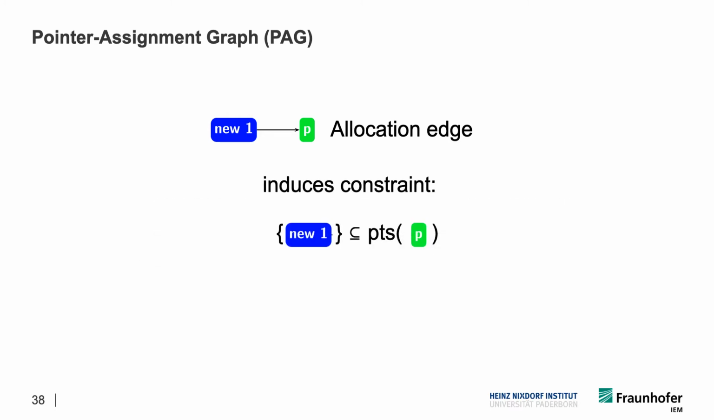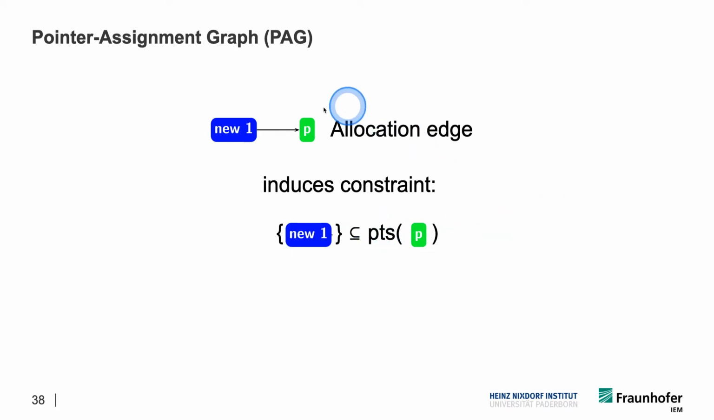What does this edge then really mean? So basically what you see here, this edge induces a subset constraint. And this is also why this kind of pointer analysis that we have here is also called subset-based or inclusion-based pointer analysis. Or in the literature, you will also sometimes read the term Andersen-style analysis because Andersen is the primarily cited inventor of this kind of algorithm.